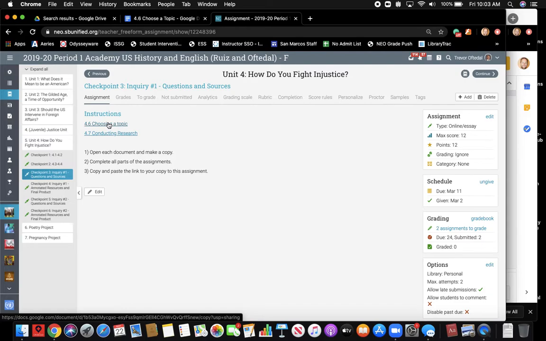It's going to essentially go through an entire inquiry cycle with you. You're going to be starting out in 4.6, choosing a topic and developing a research question, a higher level thinking question on a specific topic. And then in 4.7, you're going to find some credible sources that are going to help answer your question. And then in 4.8, you're going to read through your sources and you're going to answer your question.